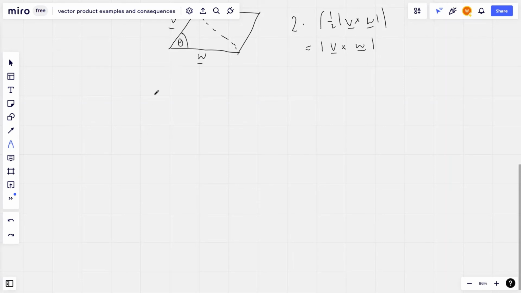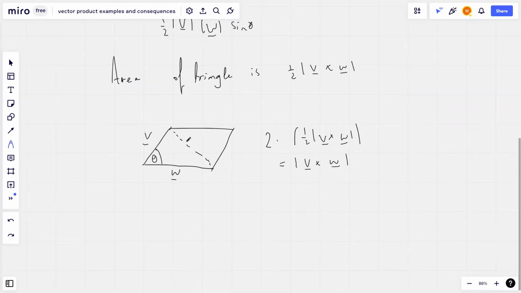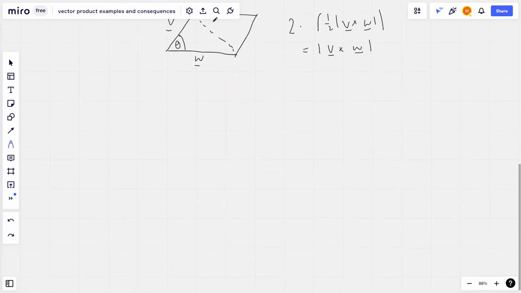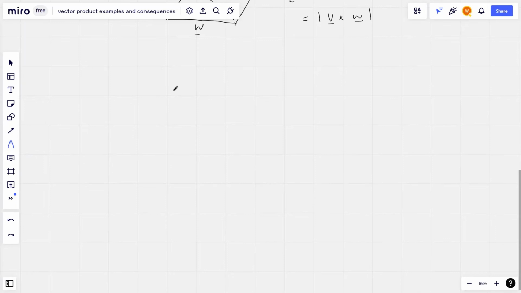So I'll just give a quick example of using this to find areas. Let's say we have a parallelogram which has the vectors v equals 1, 3, 5, and we have another vector which goes 7, 1, 1, for example. And let's say these make a parallelogram.